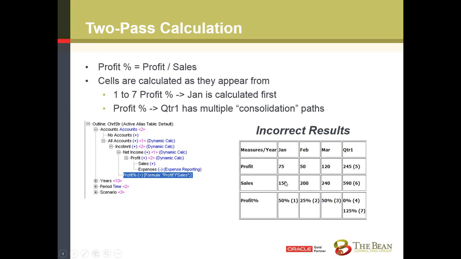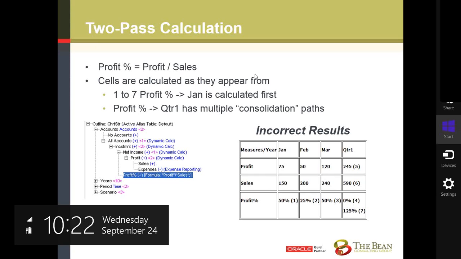We calculate profit percentage as profit divided by sales for each period, so January, February, March are the first three. And then quarter one, well, we haven't actually rolled up profit or sales for quarter one yet, so it initially comes back with a percentage of 0. Then we go ahead and roll up our quarters, right? So profit gets rolled up, sales gets rolled up, and then we roll up profit percentage, which is the sum of those percentages, which gives us 125%, which is not the right result.